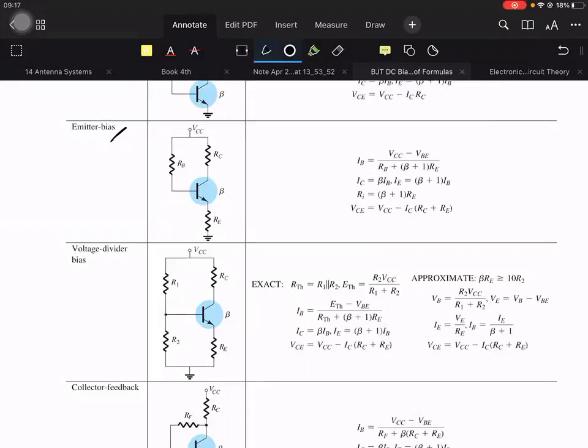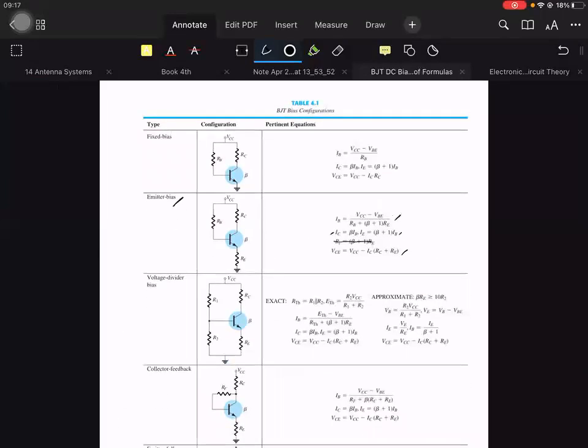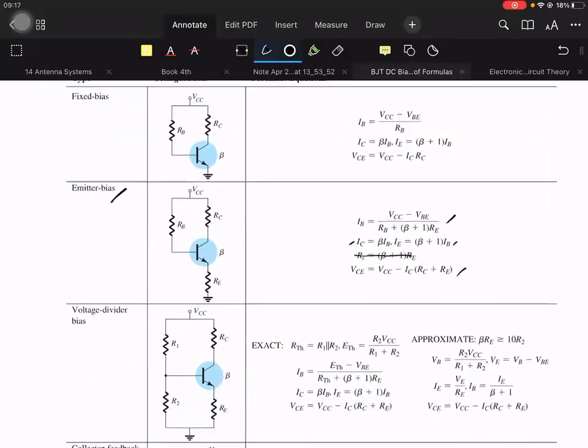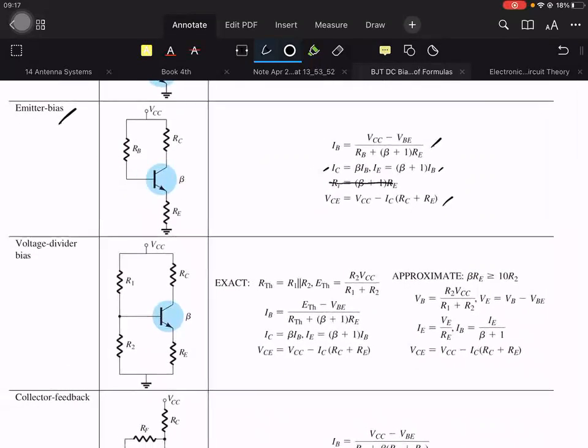Okay. Solve for IB, use this one. So solve for IC and IE, these, of course. And solve for VCE, this one. So IB, VCE. We have our table. I've already uploaded the file for this PDF in eLearn. So try to download it. So IB, IC, IE, and VCE.